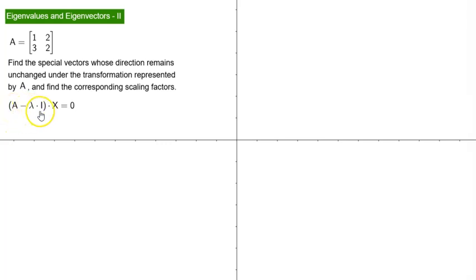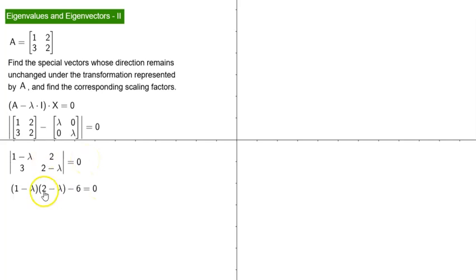(A minus lambda I) times x equal to 0. Let's substitute. We get the matrix [1, 2; 3, 2] minus lambda [1, 0; 0, 1] equal to 0. We take the determinant: |1 minus lambda, 2; 3, 2 minus lambda| equal to 0. See, all these steps we have already discussed in the previous session.